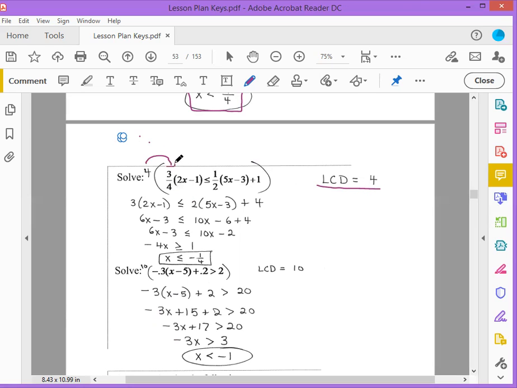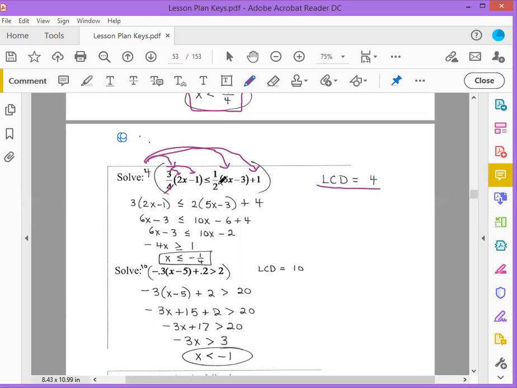So we distribute and multiply all of the terms by 4. Don't forget this 1 out here. So 4 times that 3/4, the 4's cancel in the denominator and the numerator. That leaves just the top terms. So 3 times the 2x minus 1. Carry down your less than or equal to symbol.